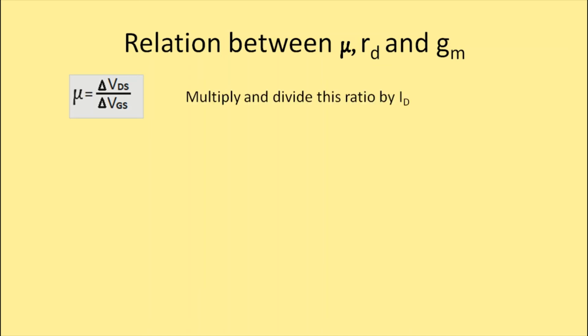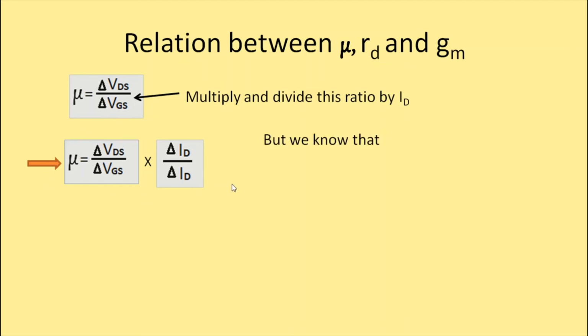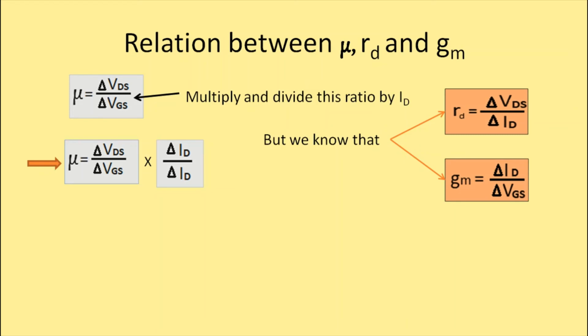Now what I do is I multiply and divide this ratio by delta ID. So when I multiply, I get an equation like this. But we have already studied that RD is given as delta VDS by delta ID. That is, observe, delta VDS by delta ID. Also, GM is given as delta ID by delta VGS. That means delta ID by delta VGS.